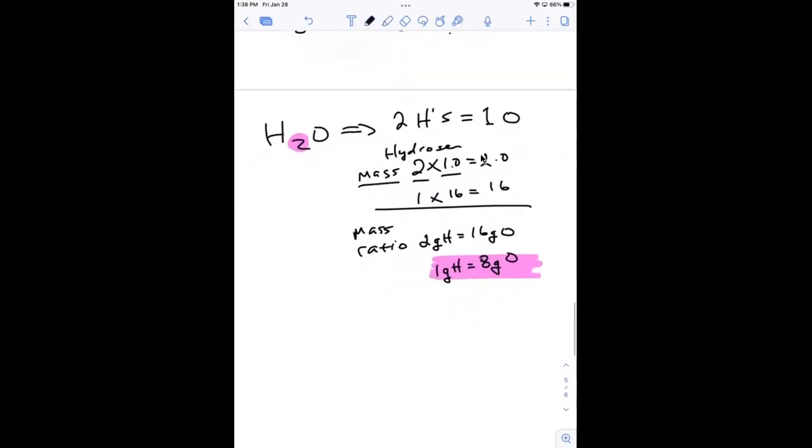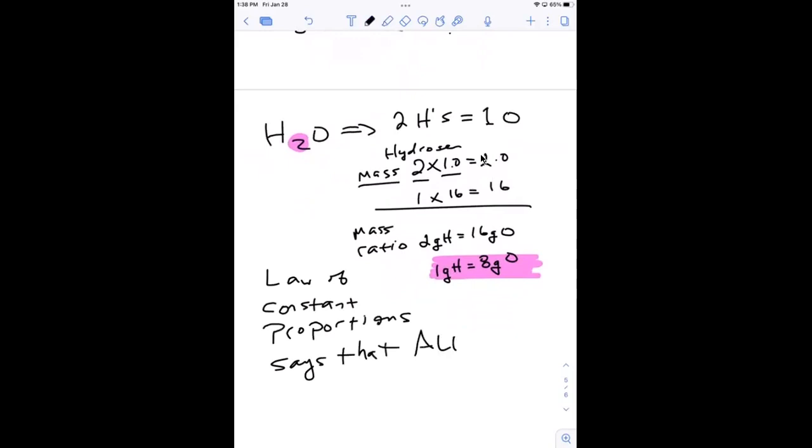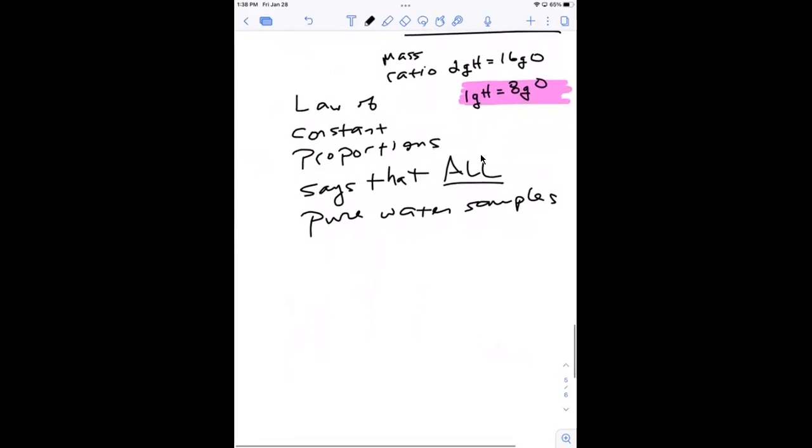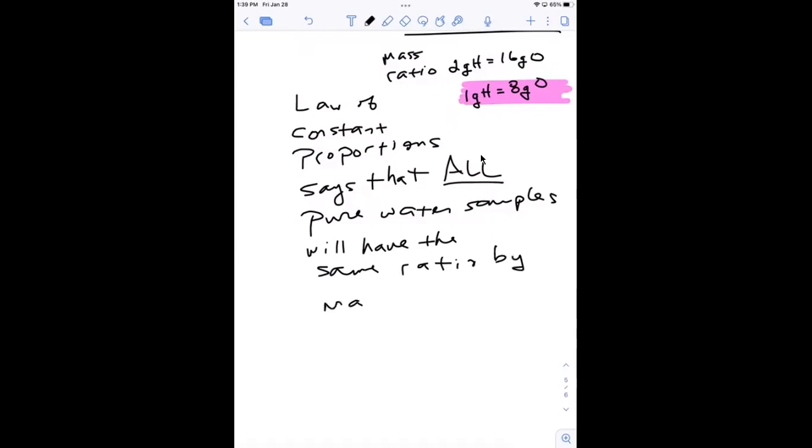So the law of constant proportions says that all pure water samples, no matter where they come from, will have that same ratio by mass. Right, all water samples. Is that clear? Anybody not following that?